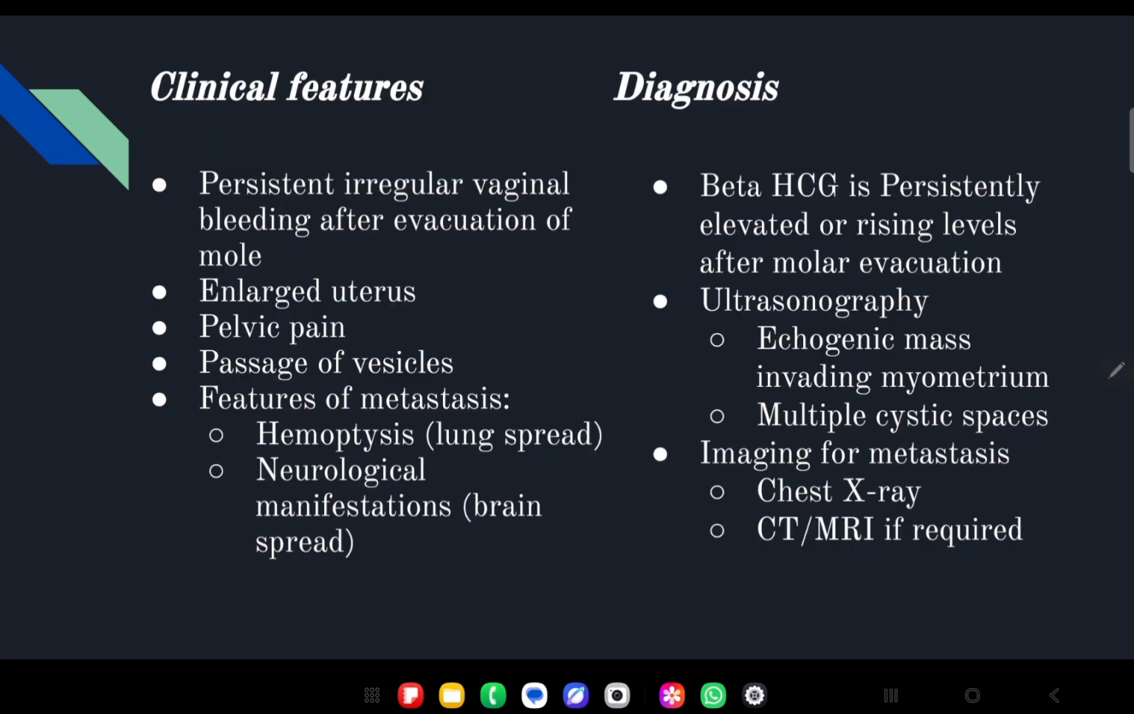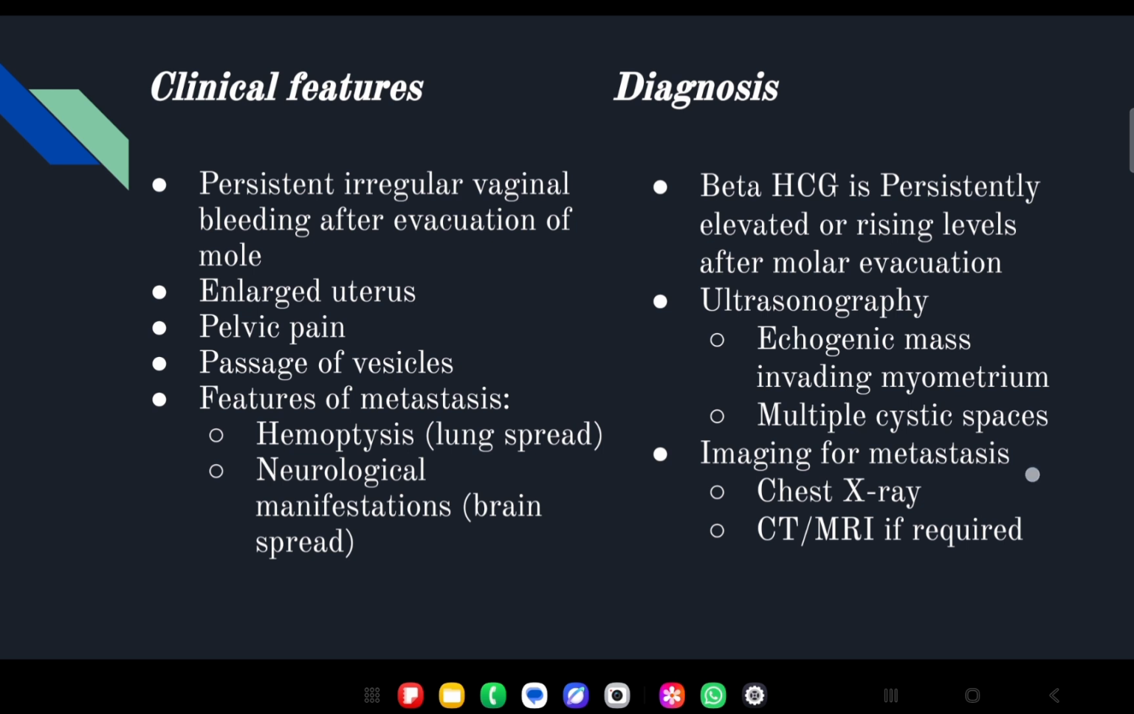Now we will discuss the clinical features of invasive mole. Invasive mole presents with persistent irregular vaginal bleeding after evacuation of mole. Means if a female has a molar pregnancy and after evacuation of the mole there is persistent vaginal bleeding, it gives us the hint of invasive mole. Also enlarged uterus, pelvic pain, passage of vesicles, and features of metastasis. As it is a metastatic or malignant condition, there is a chance of spread to other organs like the lungs, brain, etc.